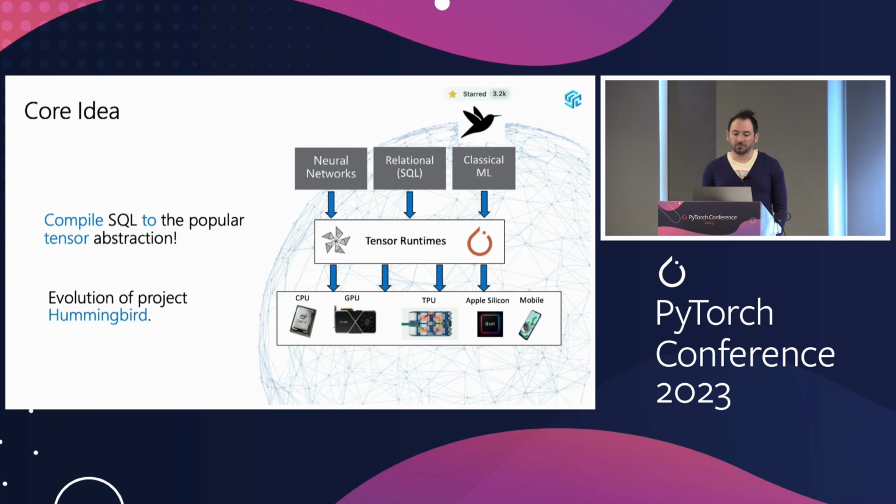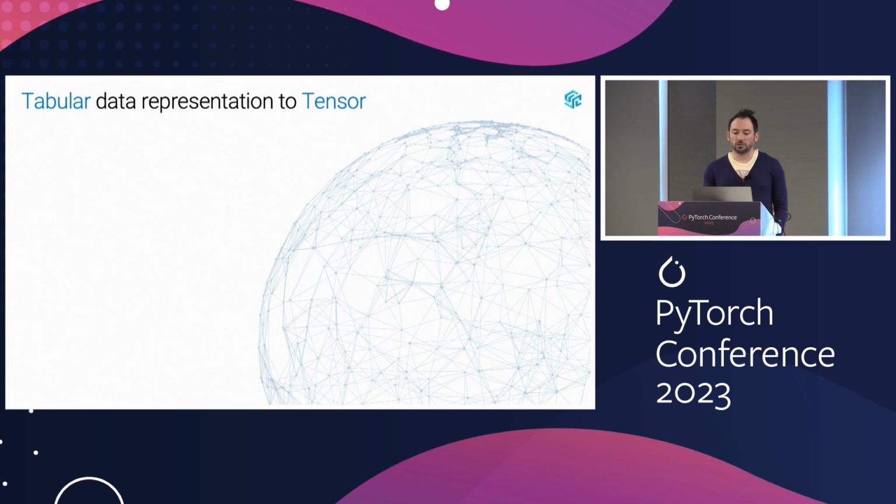With TQP, we moved to the next step. Beyond classical ML, let's see if we can do the same trick with relational SQL queries, and thereby run databases over hardware accelerators. There are two things I want to show you. Since we are talking about tabular data, first, how we can represent tabular data as tensors, and then how we can go from a SQL query to something that can be executed on a hardware accelerator through PyTorch.